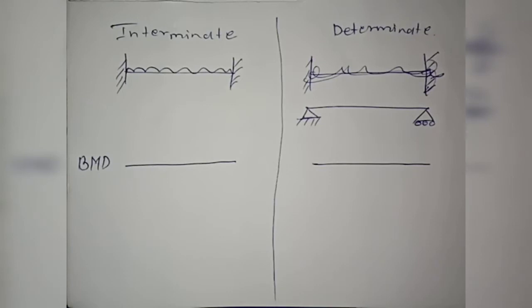So the first advantage of indeterminate structure is that it has less design moment as compared to determinate structure. So we'll see one example of indeterminate structure and determinate structure.